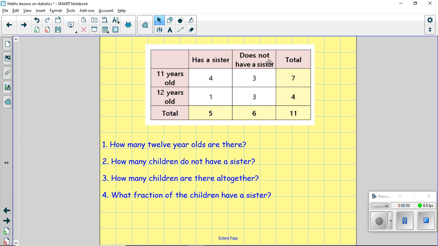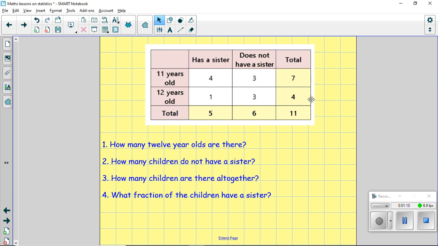So again, like I said yesterday, before going straight into the questions, always have a look at the information that's there. So we asked some 11-year-olds. We asked 7, the total is 7. So we asked 7 11-year-olds if they have a sister or not. 4 had a sister and 3 didn't. 4 and 3 is 7. So that gives us a total there.